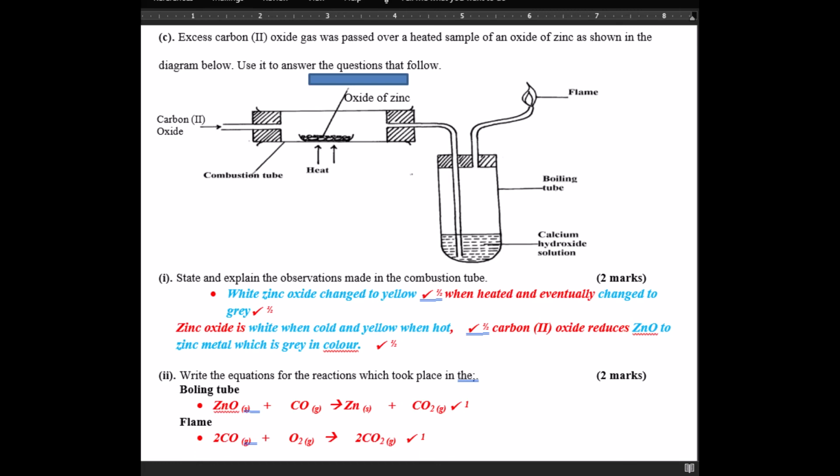The observation that took place inside the combustion tube: zinc oxide is yellow when hot and white when cold. So if you heat it, it will start from the white color, become yellow, then eventually it will be gray. Why will this happen? Zinc oxide is white when cold, yellow when hot, because it will just become hot. Finally, because zinc metal will be formed, you'll observe the gray substance at the end of the reaction.